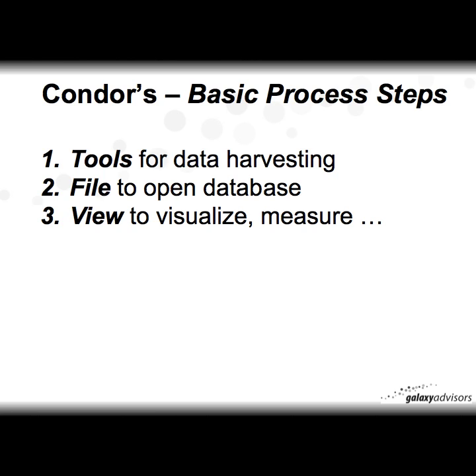Let's review just briefly the basic process steps. The first one is the tools for data harvesting. Here you're going to use the Condor tool, and we're going to use the example of the web to save your data of the area of interest, and I'm going to use a healthcare example, into a database. Then after your search is completed, you're going to use the file to open that database and select the various data sets you want to analyze, and then you're going to spend most of your time in the view to visualize and measure that particular network.